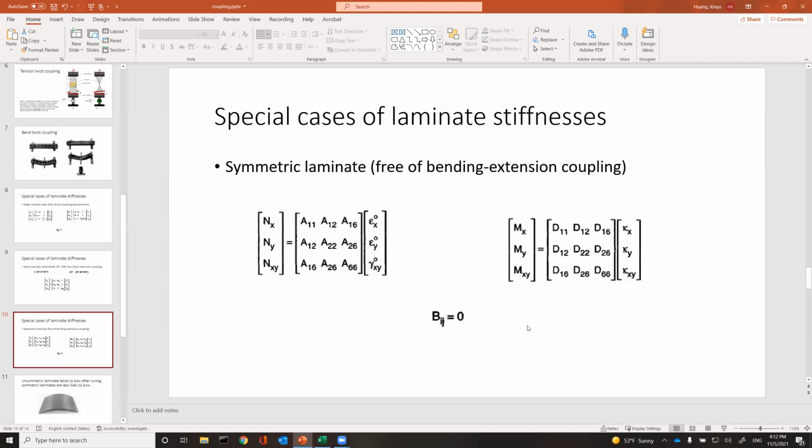Now, if you use unsymmetric layup, the chance of bowing is pretty high because when you have the material cured in a manufacturing setup, and then you cool it down, you will have thermal load. If the material is not symmetric, there is the extension-bending coupling, and your parts will tend to bow just like this.